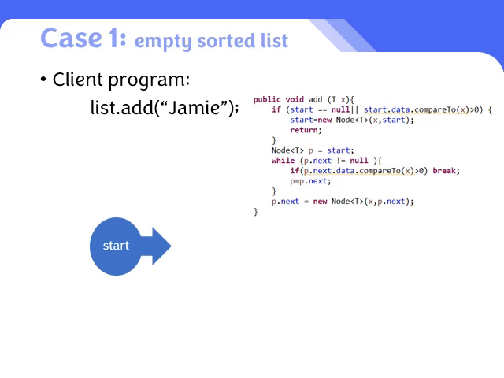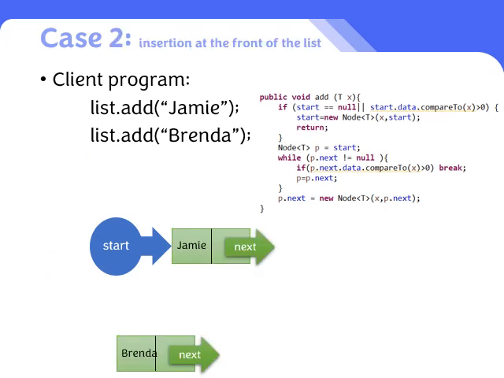So let's use the previous example to examine how the code actually behaves. First, shall we add Jamie to an empty sorted list? It is simplest if the linked list is empty. In this case, just point start to the new node. Next, let's add Brenda. Since this linked list already has one data, the first condition is not satisfied.